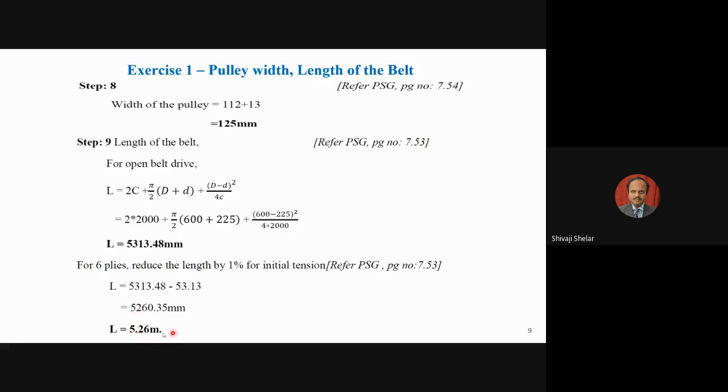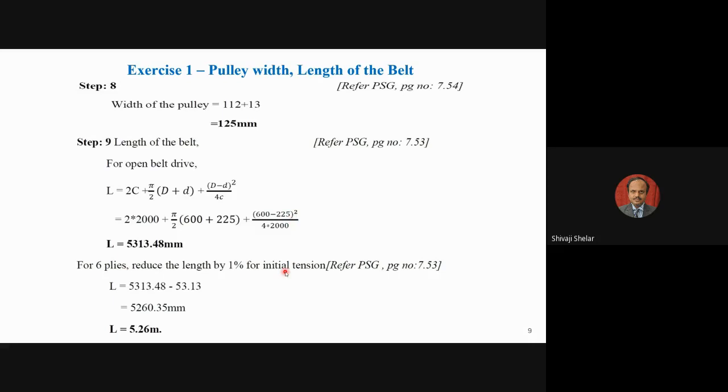So this length of the belt can be used to wrap around the pulleys, so that initial tension will be created, and you can transmit the 12 kilowatt power efficiently with this Dunlop belt. The data given in the PSG data book is for Dunlop belt. If in the market you have different types of belts, they will provide power rating data, and from that power rating data you can select the appropriate size of the belt for that make. So this design process is for Dunlop belt.